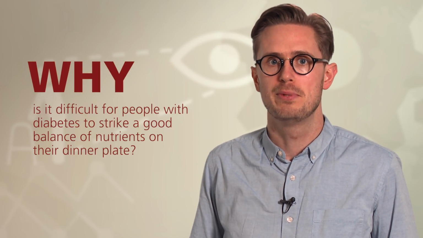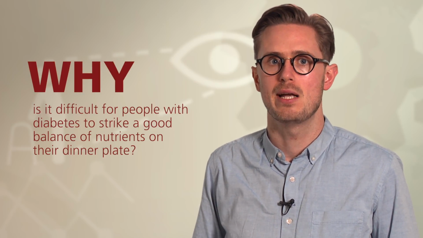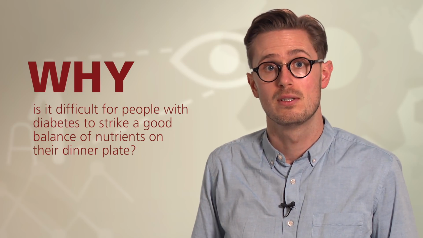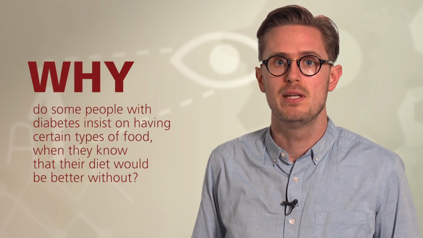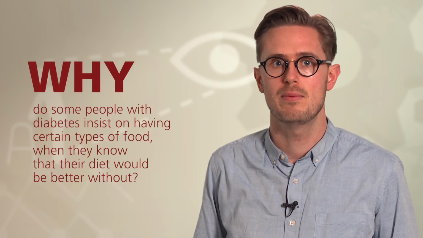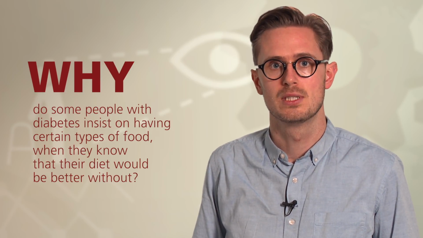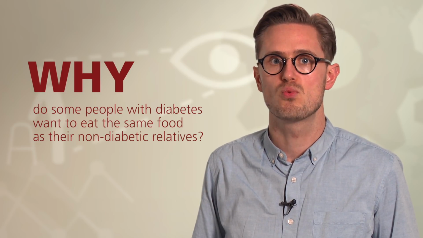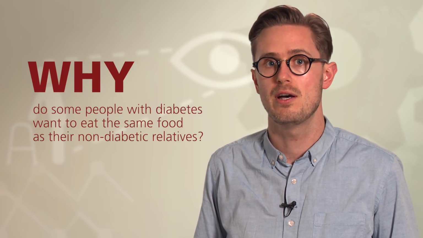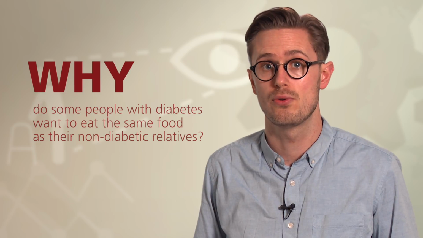Why is it difficult for people with diabetes to strike a good balance of nutrients on their dinner plate? Why do some people with diabetes insist on having certain types of food when they know that their diet would be better without? Why do some people with diabetes want to eat the same food as their non-diabetic relatives, and so forth? By constantly asking why, you experiment with various framings of the problem, and at one point you may strike one that opens a good solution space that is interesting for your stakeholders.